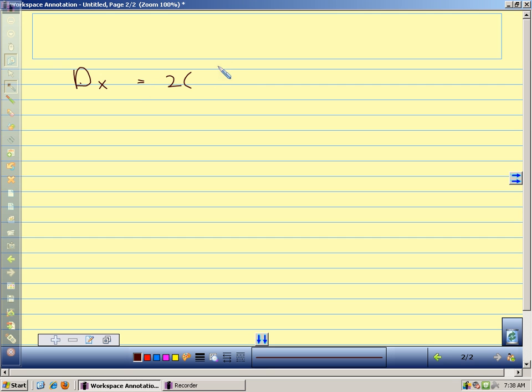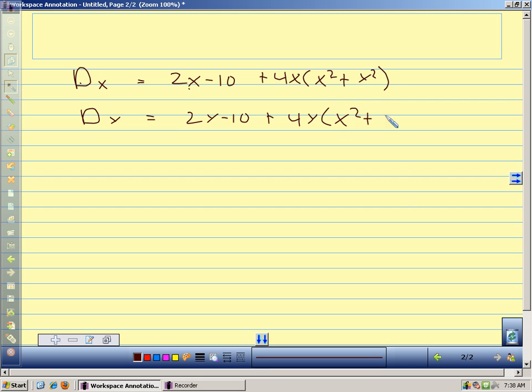when I simplify this, I'm not going to go through all the steps. The first partial is 2x minus 10 plus 4x times x squared plus y squared. And the partial of our distance squared with respect to y is 2y minus 10 plus 4y times x squared plus y squared. And we're looking for our critical points. So we want to figure out where each of these is 0. So I'm going to simplify these a little more.